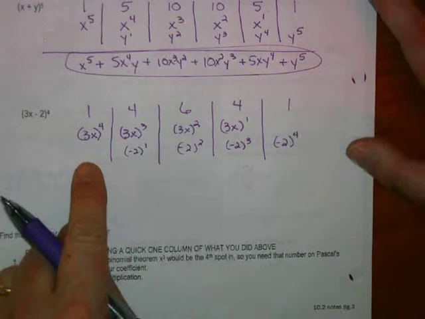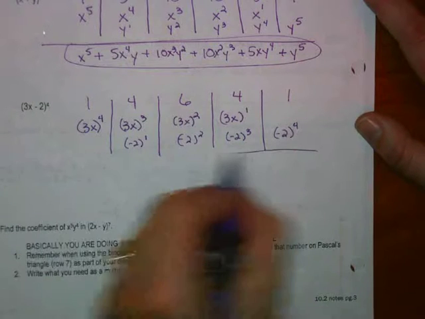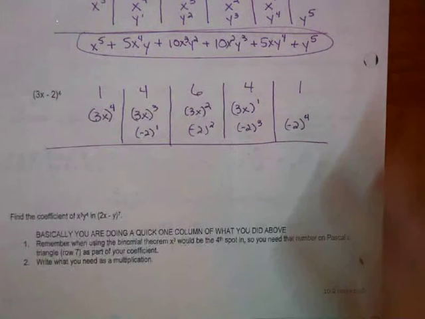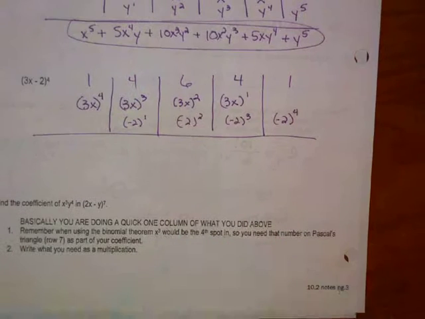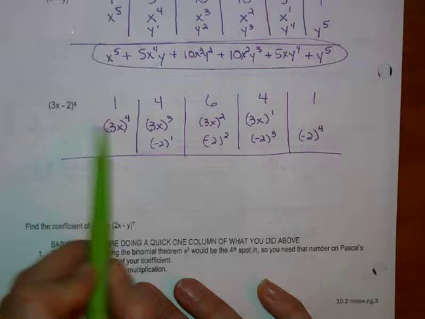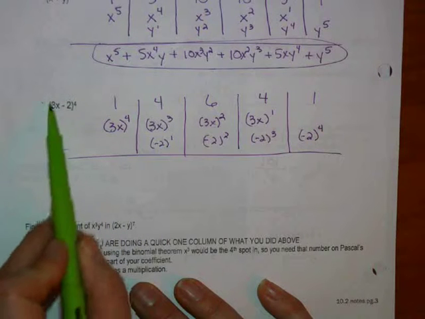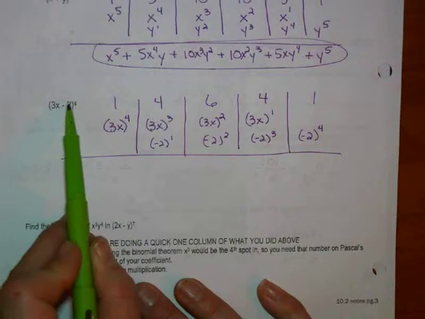And nothing here, because it's just 1. This is where it's just a little bit trickier. Not bad. Why do you have numbers under the, like, why do you have 3x and -2 instead of just x and y? Because the first term here is 3x, and the second term is -2 in this binomial.